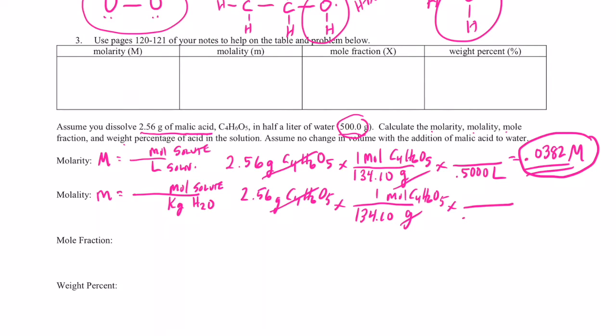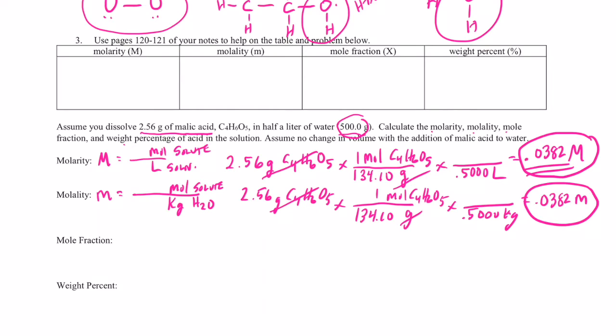Now this time it's pretty simple. We have 0.5000 kilograms. That's the same as 500 grams, isn't it? So in this particular case, my molality is the same as the molarity, which is 0.0382 molal. Now that's coincidental because my solvent mass is not always the same as the volume of the solution, but in this case it is. So keep that in mind. Molarity and molality are not necessarily the same. Just this particular problem, I made it that way for you.